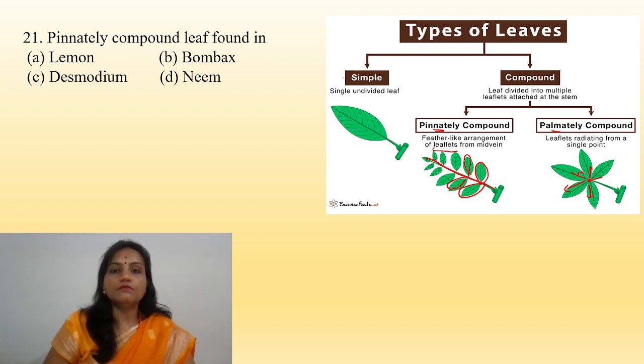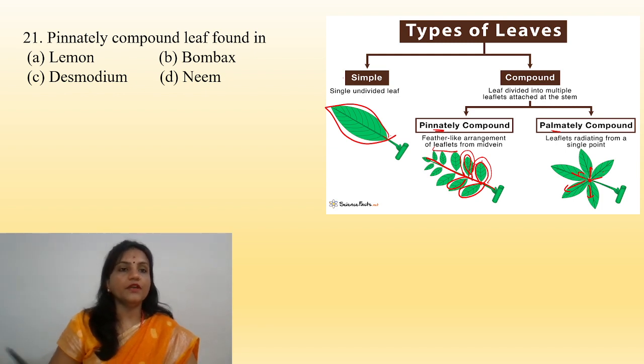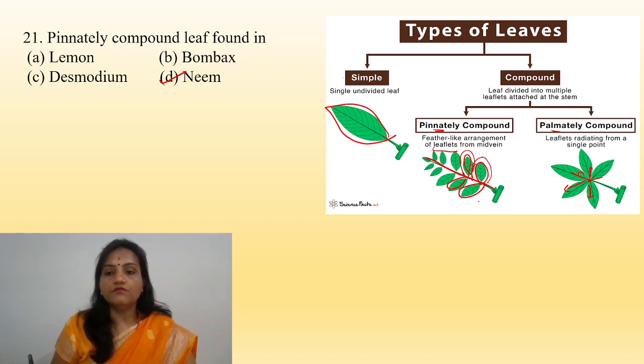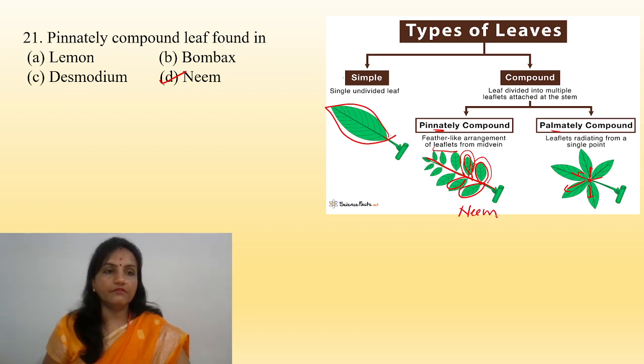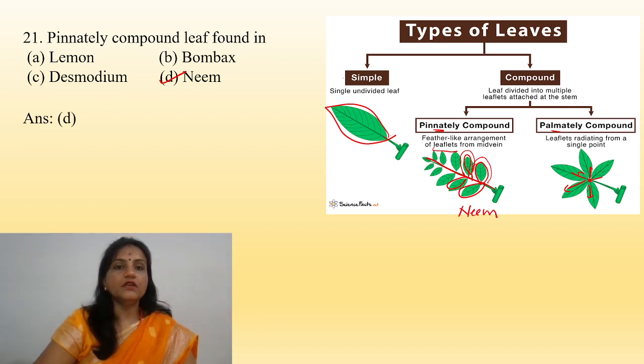So types of leaves: simple leaf, compound leaf. Here there is only one single leaf, and the leaf margin is entire. Here the leaf margin is divided such that it reaches the midrib. This is called a compound leaf. So pinnately compound leaf is found in neem. You can see here in neem you find this kind of leaf. Pinnately compound leaf, so option D.